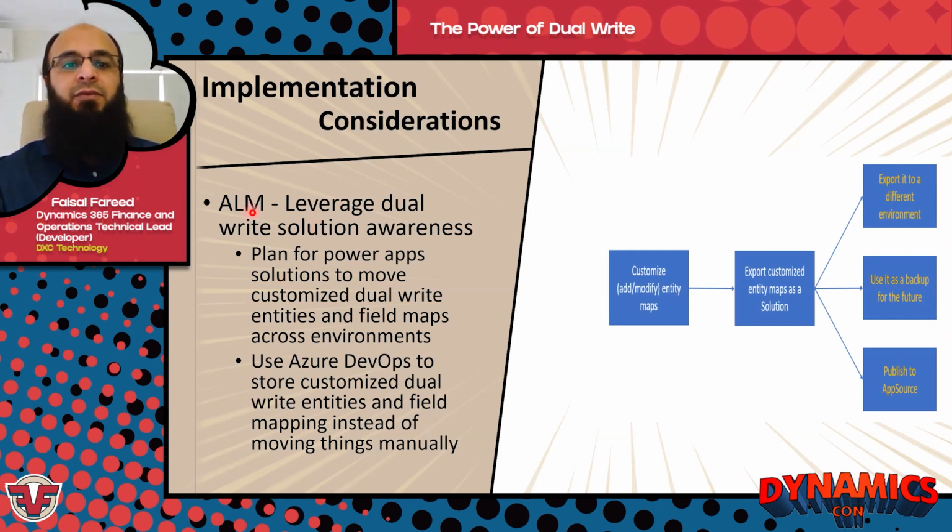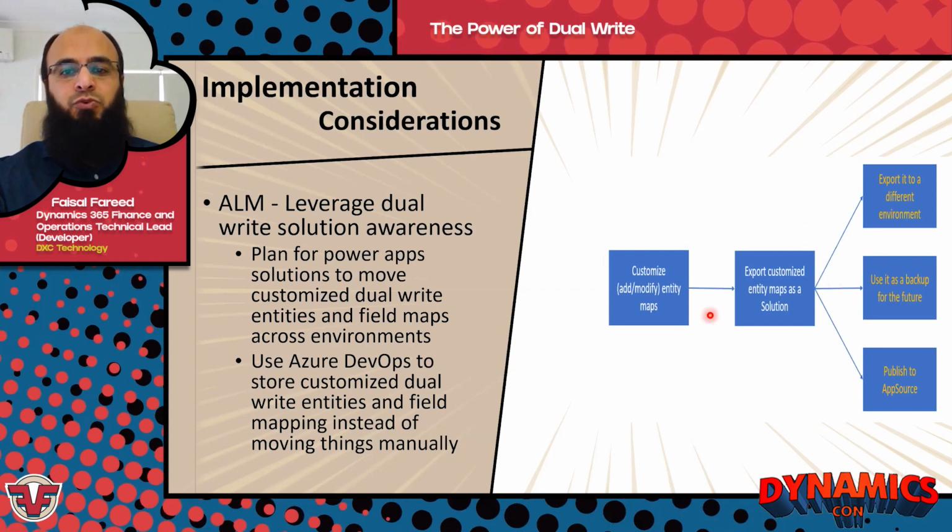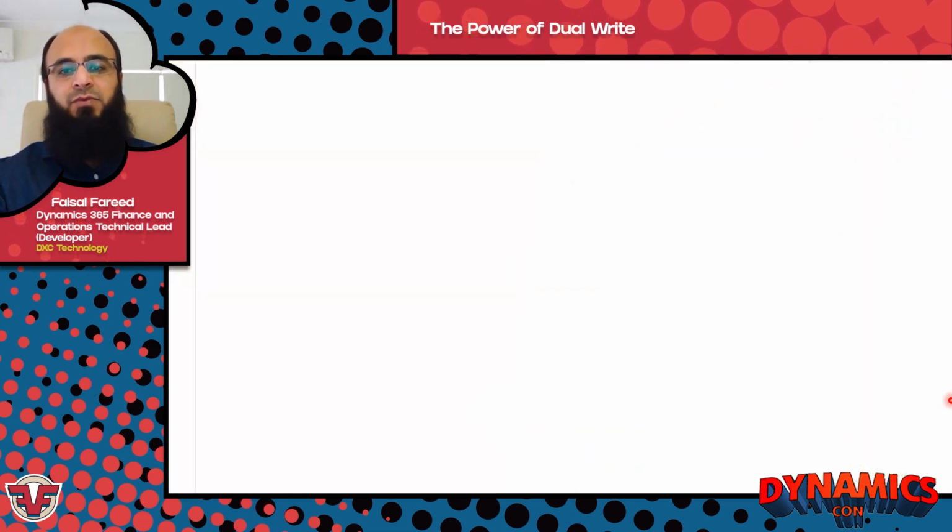Last thing here: once you have your environment and all the data entity mappings up and running, you can use the ALM feature of dual write. Dual write is a solution aware feature. You will have all your mappings, you can export that solution through Power Platform, and you can import it into any other environment. You can publish that solution to AppSource and later let users use that solution. So it's completely solution based, easy to copy from another environment.